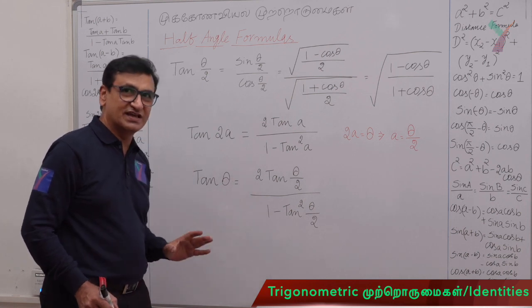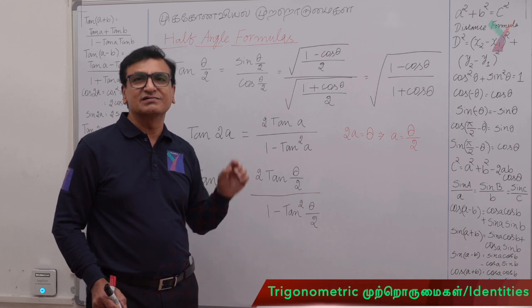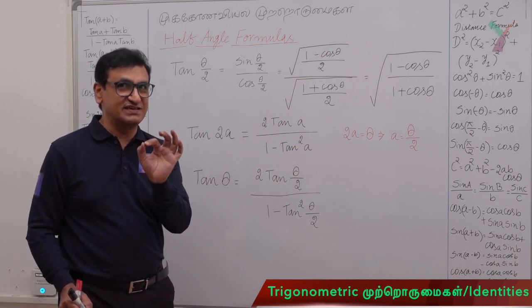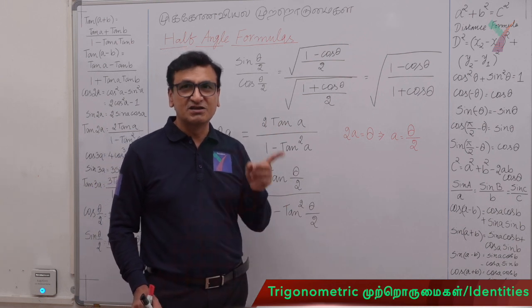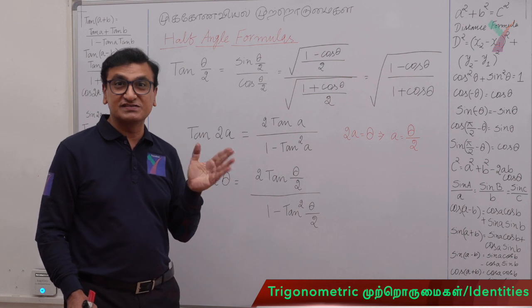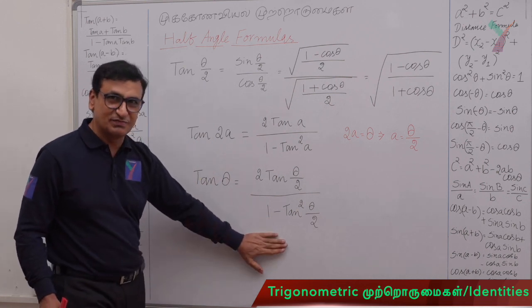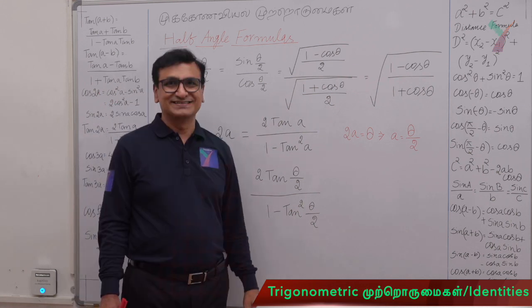When you solve this, you have to use the quadratic formula. That is, if you have ax square plus bx plus c equals 0, the quadratic formula is x equals minus b plus or minus square root of b square minus 4ac by 2a. Use that to solve this. I'll leave it at this here. You will do it yourself.